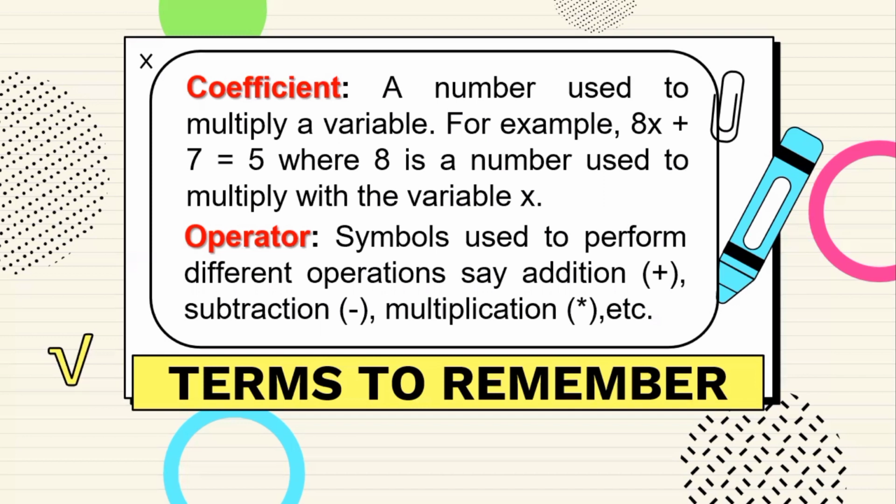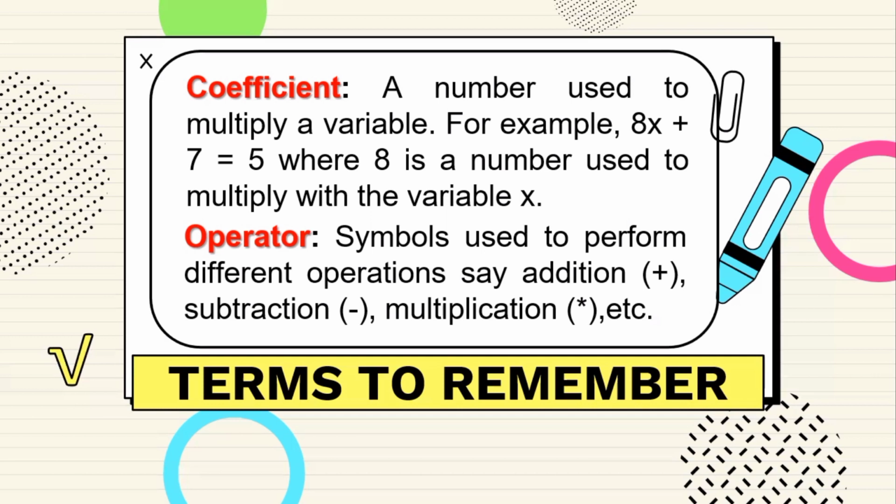variable. For example, 8x + 7 = 5, where 8 is a number used to multiply the variable x. In short, it is what is beside the variable. The variable that is being used in our example, 8x + 7 = 5, is x. And what is beside x? It's 8. And we call 8 the numerical coefficient, or coefficient, of the given equation. Okay, it's an equation. Why? Because there exists an equality sign. If there is no equality sign, we call it an expression.